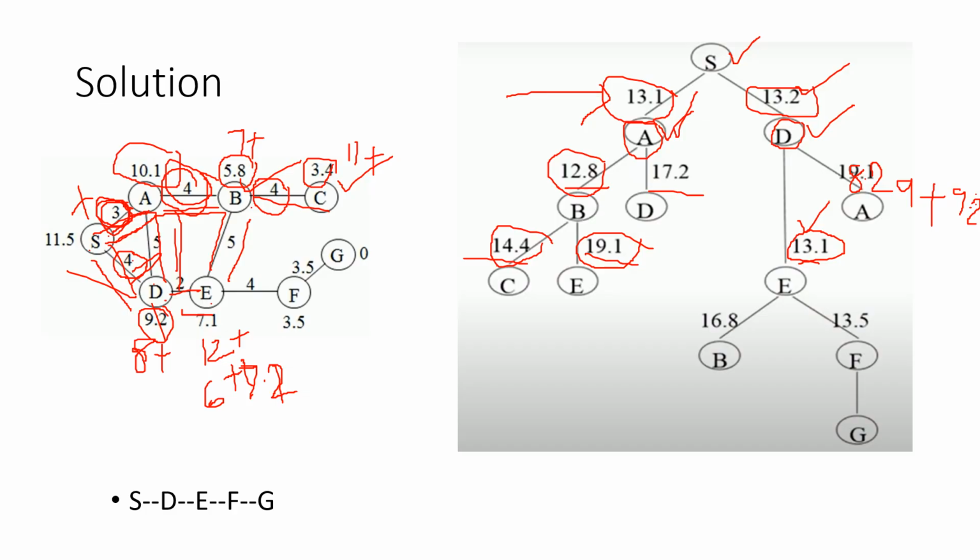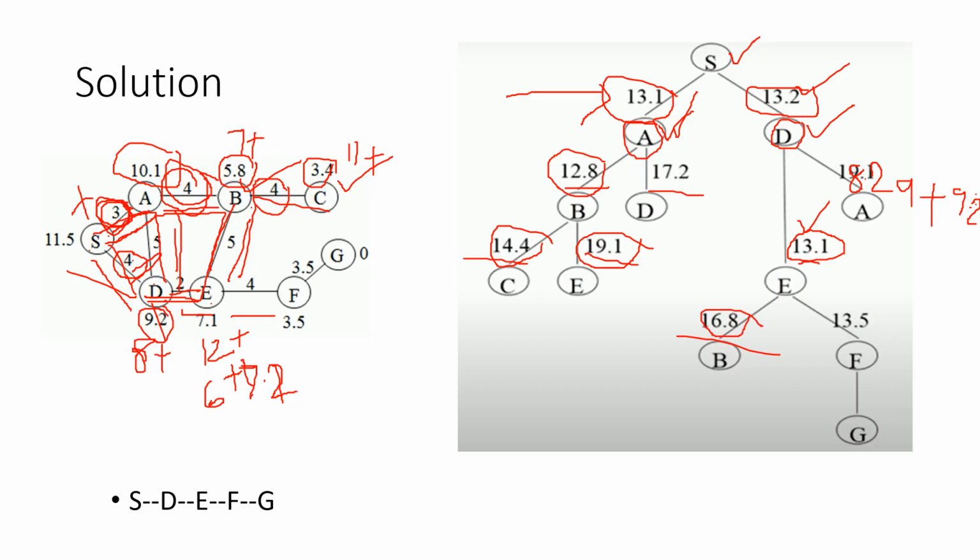E has two neighbors, B and F. We are not considering D. Then we have to find again. If we are taking B, G of n will be from the start node S to D it is 4, then D to E it is 2, now it is 6. Then E to B it is 5, so 6 plus 5 is 11. Then 11 plus the given value for B, 5.8, so it will be 16.8.